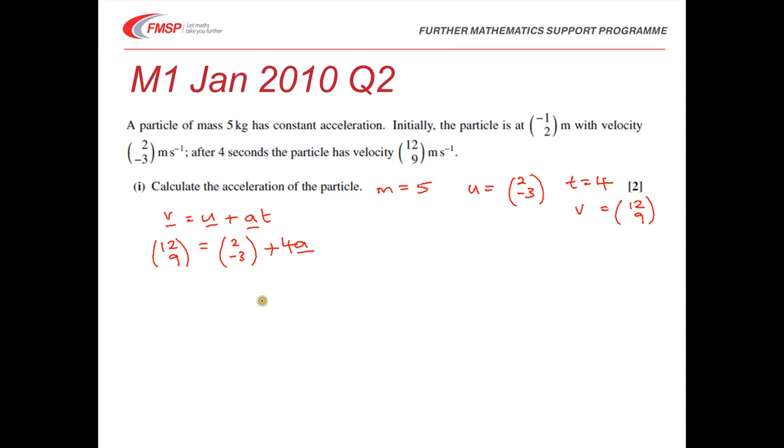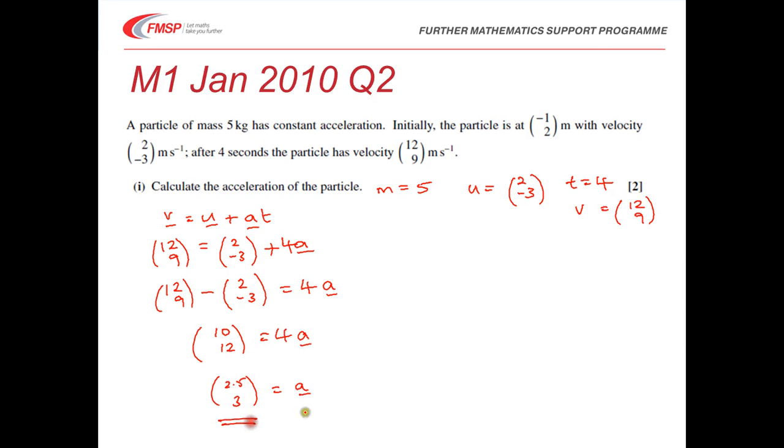Okay, so working that out, if I subtract the 2 minus 3 from the velocity vector, that'll give me 4a. So 12 minus 2, 10, 9 subtract minus 3, 12. So dividing by 4, that gives us 2.5 and 3 as the components of the acceleration.